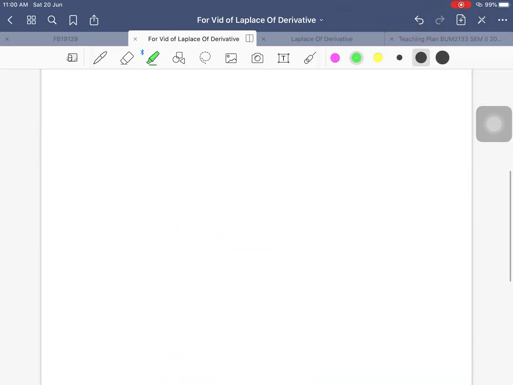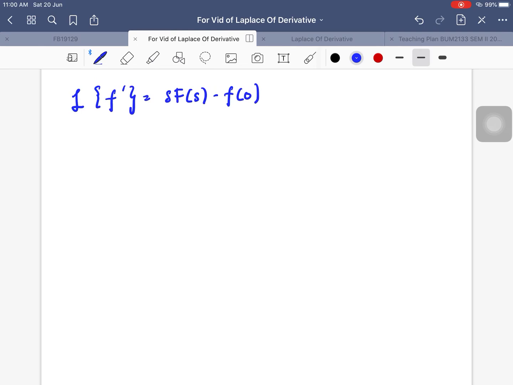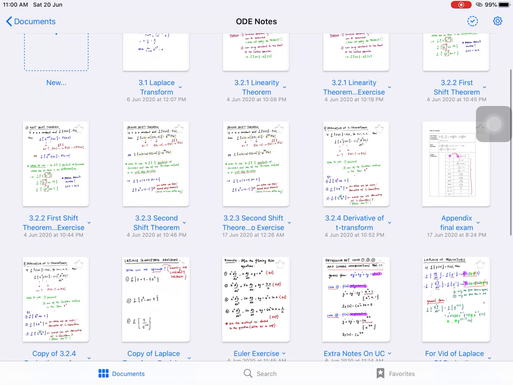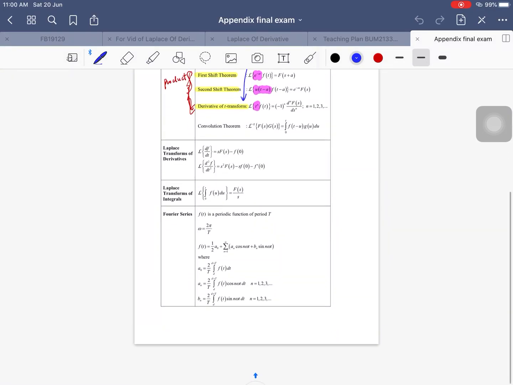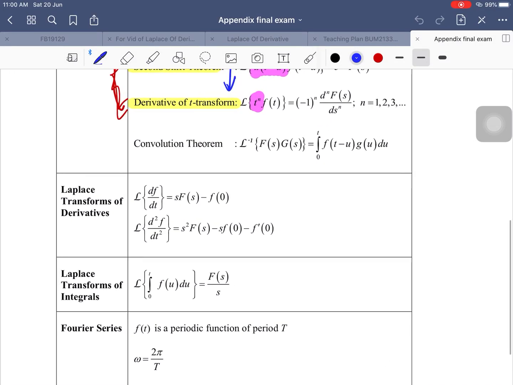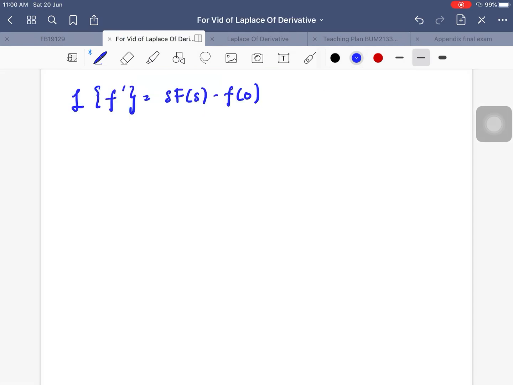Okay, for example, previously, let me write down the formula first because you're not familiar with that yet. If I have the Laplace of the first derivative f prime, the formula is going to be sF(s) minus f of 0. And please do not worry, because you don't have to remember this. This is given in the appendix section in the exam. So let me show you where my appendix is. So this is my appendix, it's going to be right here. This is the formula for the first derivative and also the second derivative.